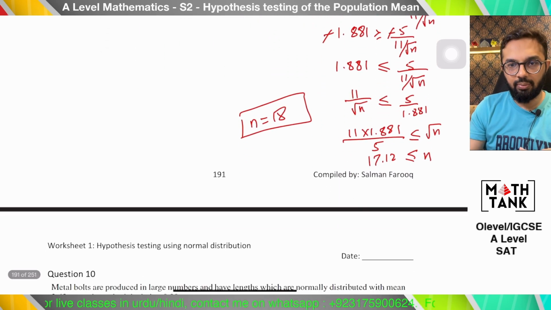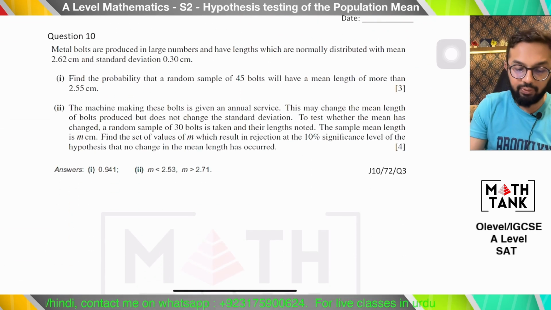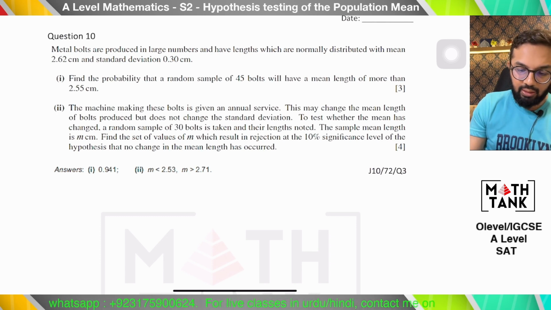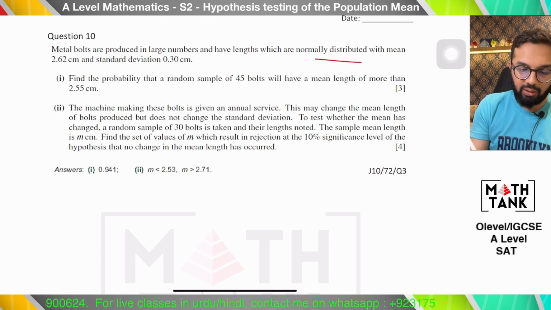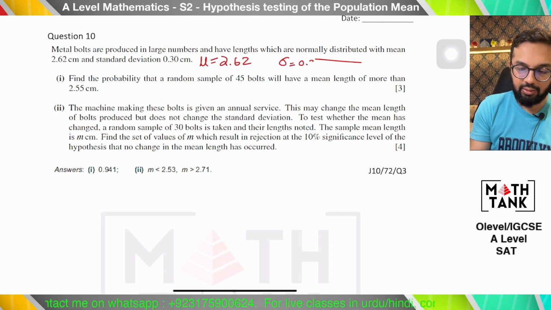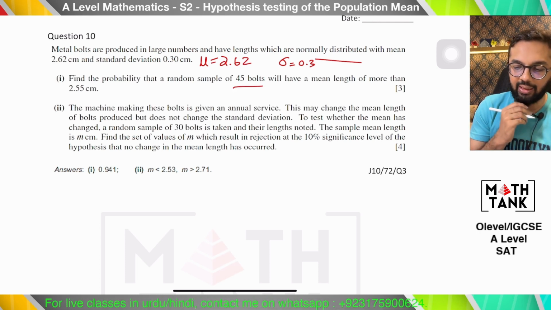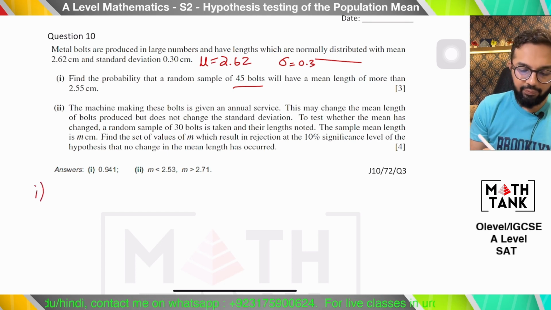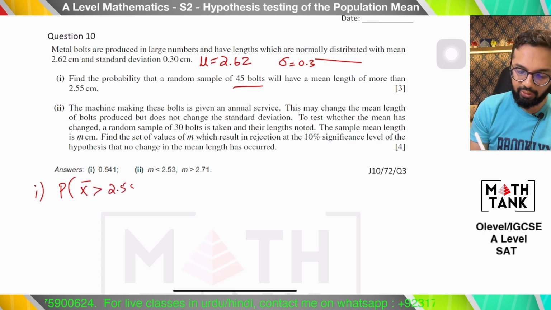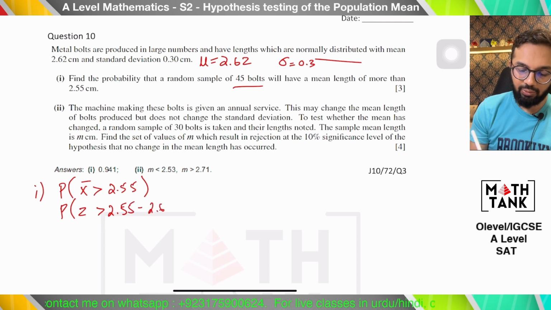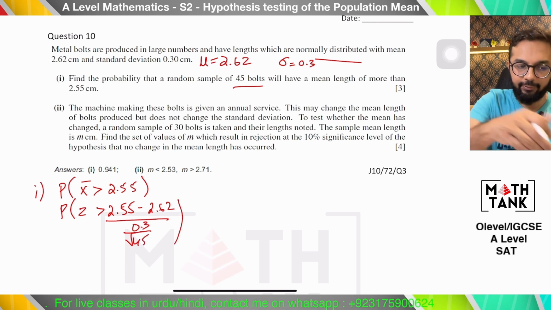Let's quickly go on to the last question. It's been a long marathon for this one. Metal balls are produced in large number and have lengths which are normally distributed with this mean and this standard deviation. Find the probability that a random sample of 45 balls will have a mean length of more than 2.55 centimeters. Okay, so x bar is greater than 2.55. So z is 2.55 minus 2.62 over 0.3 divided by root of 45.